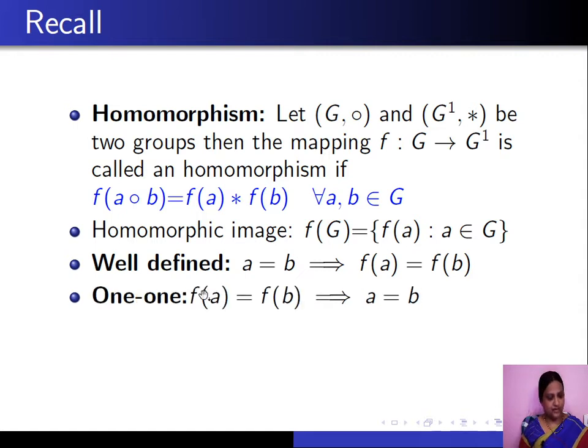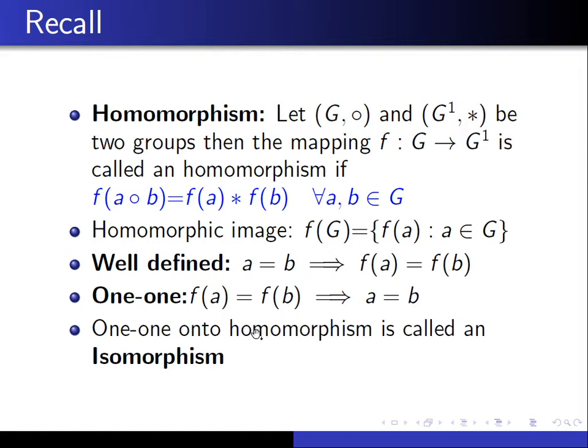And next, 1-1 function. If f of a equals f of b, then a equals b, we say that f is a 1-1 function. And next, a 1-1 onto homomorphism is called an isomorphism. We know what a 1-1 function and a homomorphism are. Onto means if in G dash every element has a pre-image, then we say that the mapping f is onto.